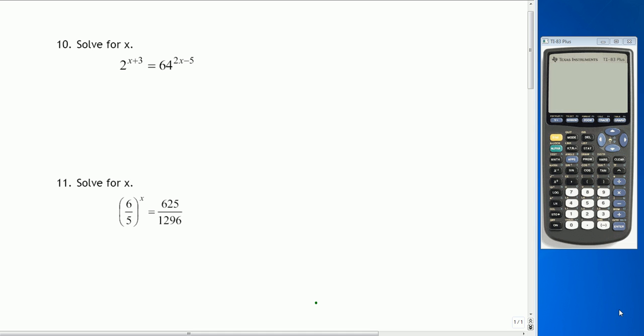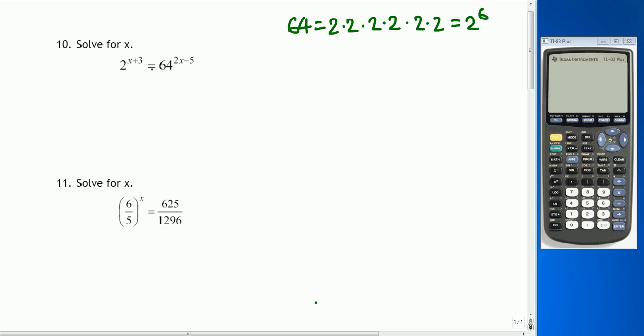Solve for x. We have an exponential equation: 2 raised to x plus 3 equals 64 raised to 2x minus 5. So we have base 2, and we have to make the same base on the right hand side. 64, let's try to find the factors of 64. 64 is 2 times 2, 4 times 2, 8 times 2, 16, 32, 64. So that is 2 raised to 6.